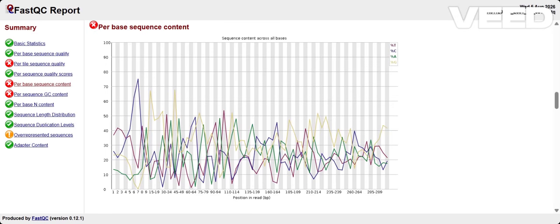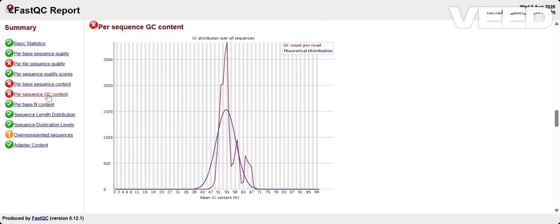And next, per sequence GC content. GC means guanine plus cytosine. This graph shows the distribution of GC content across our sequencing reads. FastQC compares the observed GC distribution with an expected distribution. In our report, the observed distribution is different from the theoretical distribution, so FastQC has marked this module as a fail. Why can this happen?